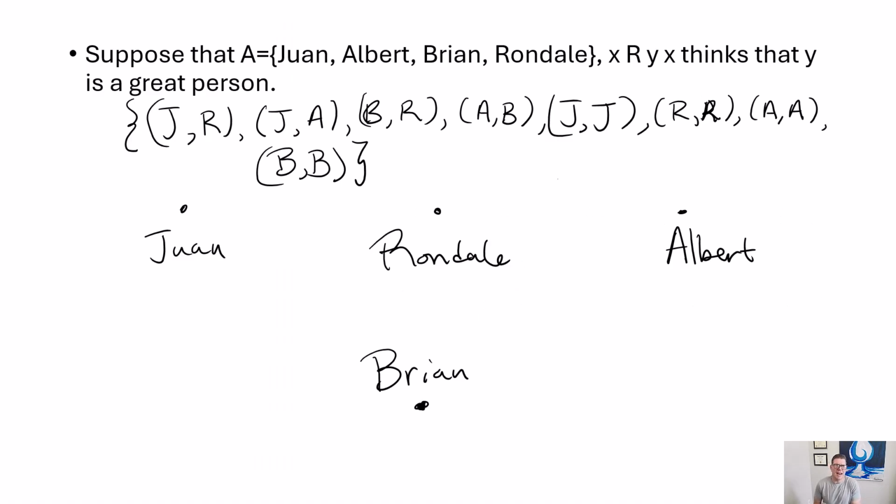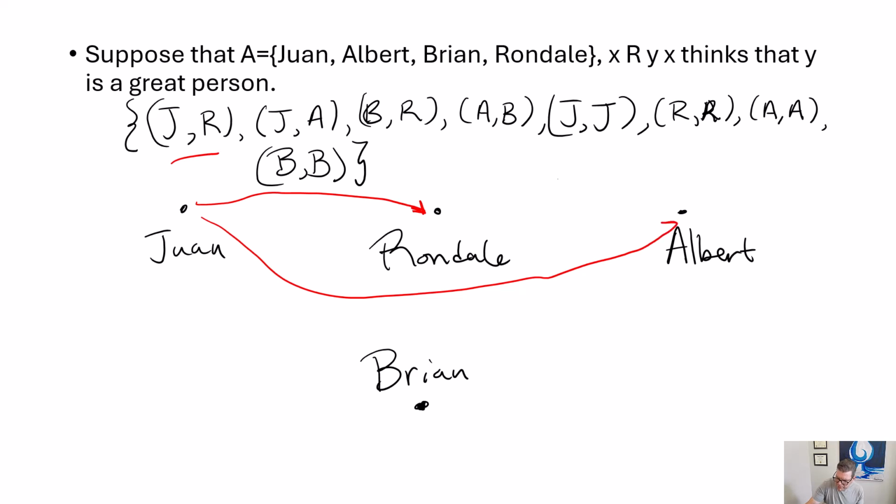Let's suppose that A is Juan, Albert, Brian, and Rondale, and XRY means that X thinks that Y is a great person. For our set, we first have that Juan thinks that Rondale is a great person. That's our first Cartesian pair. Then we have that Juan feels that Albert is a great person. We have Brian thinks that Rondale is a great person. Albert thinks that Brian's a great person.